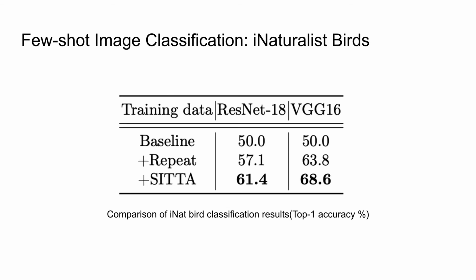Following previous long-tailed classification settings, we compare the iNaturalist birds classification results and display them in the table. It could be observed that augmented birds are able to help improve the classification performance, which is consistent with the results of leaf classification.